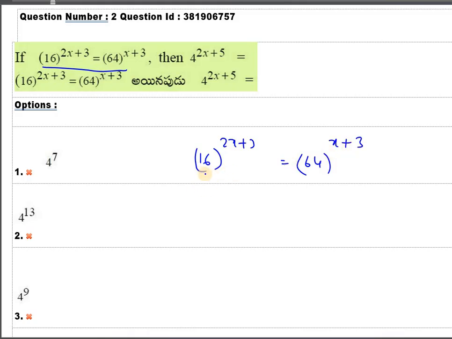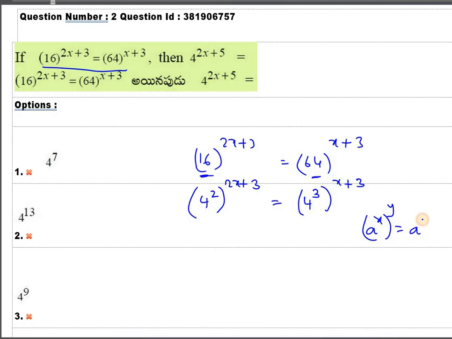Whenever you get a question like this, make the bases the same. So 16 can be written as 4 square, 4 square whole power 2x plus 3, equal to, and 64 is 4 cube, 4 multiplied by 4 multiplied by 4. So 64 can be written as 4 cube whole power x plus 3. Now, as we know, a power x whole power y is a power xy. So here we apply the same thing. This is 4 power, multiply 2 with the expression 2x plus 3, so we get 4x plus 6, equal to 4 power, multiply 3 with x plus 3, so 3x plus 9.